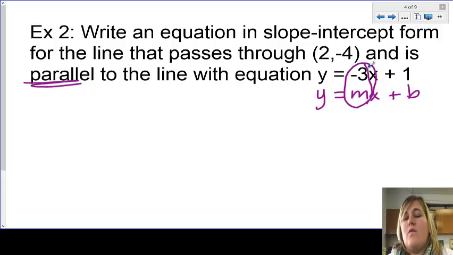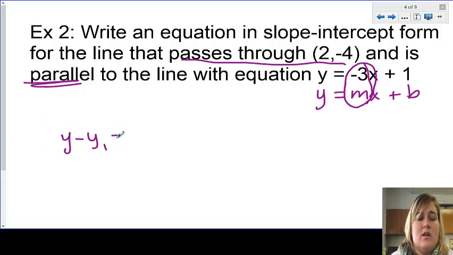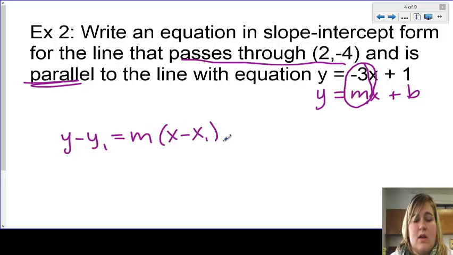Okay, for this other one, I know that it passes through 2, -4. So if I have a point and I have a slope, I can use my point-slope formula, which is y minus y sub 1 equals m times the quantity of x minus x sub 1.